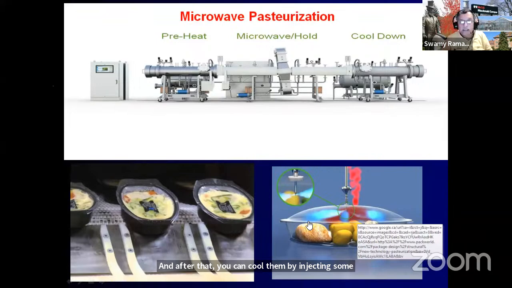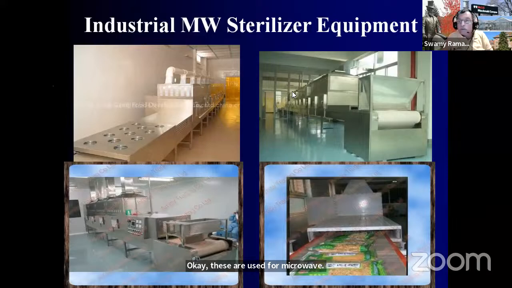These are used for microwave sterilization, again producing very high quality product. It's already commercialized. So you can see commercial equipment that can be used for pasteurization and sterilization of low acid products, horticultural products, or it could be meat and fish and other types, like poultry products as well.